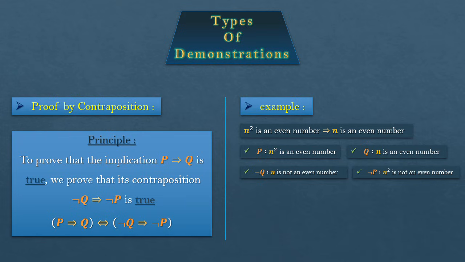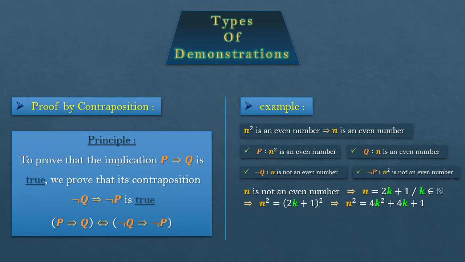Now, starting from the proposition not Q, which states that the number n is not even, we can deduce that the number n is equal to 2k plus 1, such that k is a natural number, and this means that n squared would be equal to (2k plus 1) to the power of 2, which means that n squared is equal to 4k squared plus 4k plus 1.